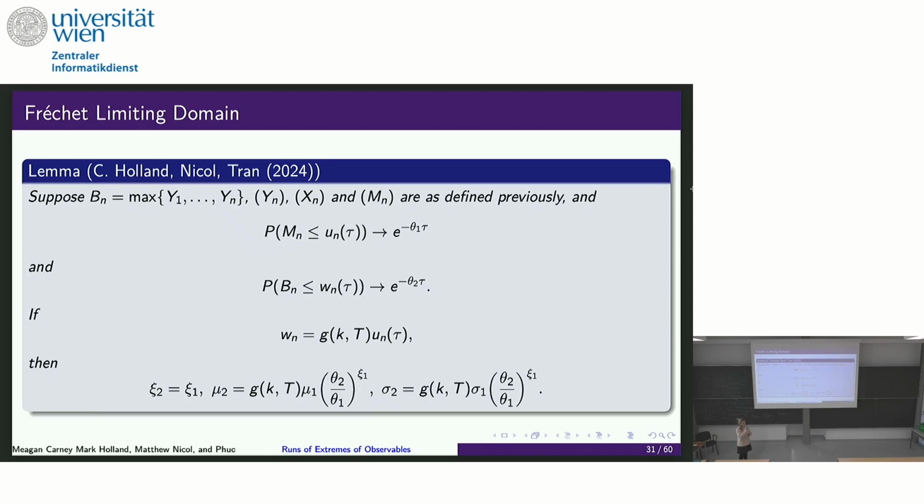chosen specifically to give us this normalization on X, then the shape parameters of these two distributions are the same, and we get some relationship between the location and scale here.